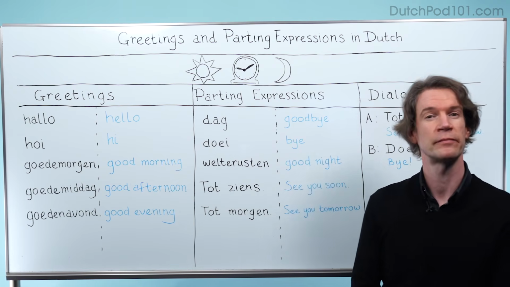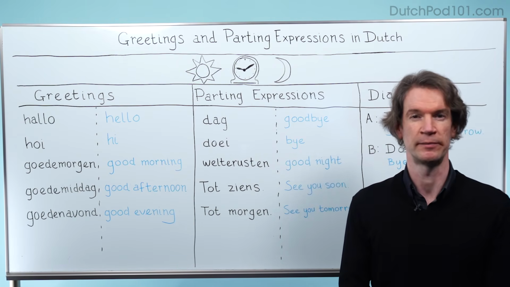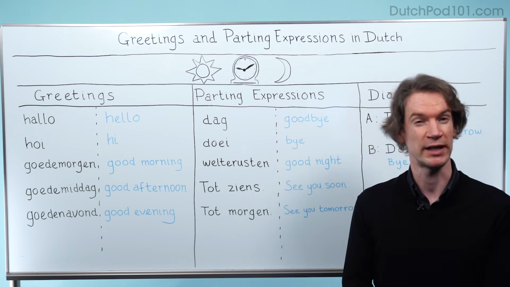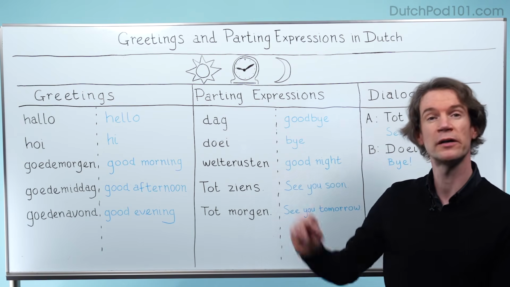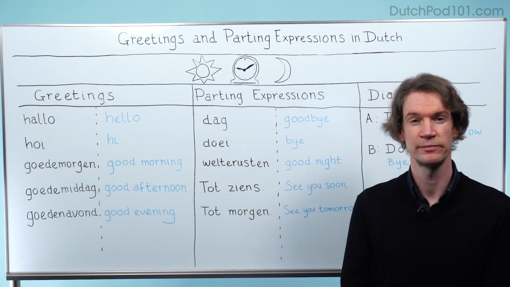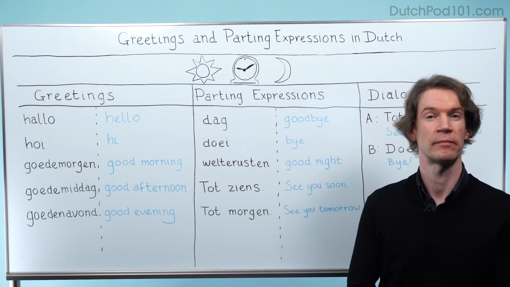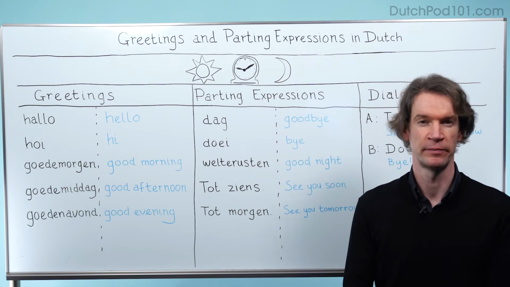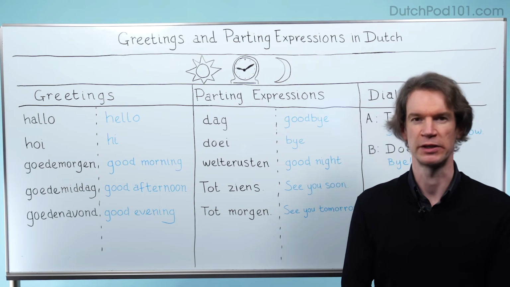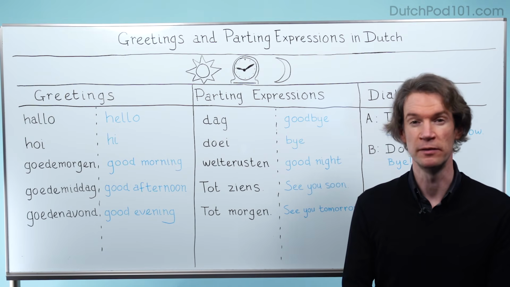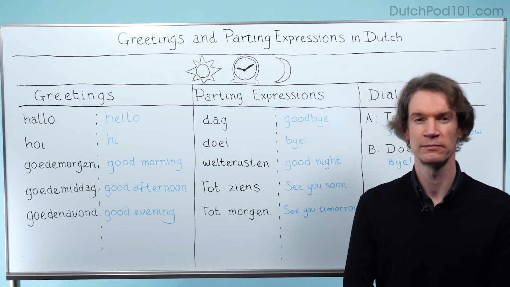Dag. This is the standard Dutch for goodbye. Actually, it can also be used to say hello. Doei. Bye. The informal version of goodbye. You will hear this used a lot when you're in the Netherlands.